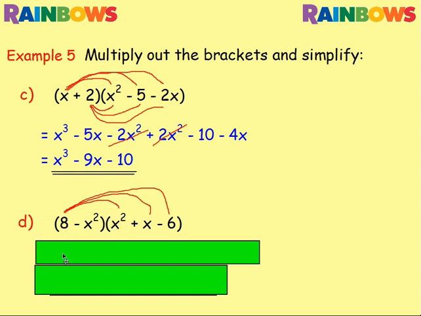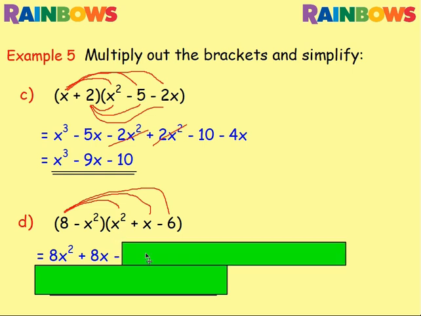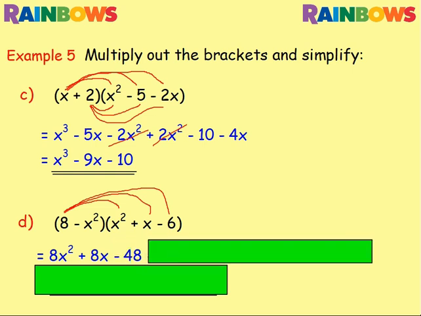8 times x squared is 8x squared. 8 times x is plus 8x. 8 times negative 6. That's a negative. And 8 times 6, 48. Well done. After that, you take the negative x squared and times by x squared. Then the negative x squared times by x. And then the negative x squared times negative 6.